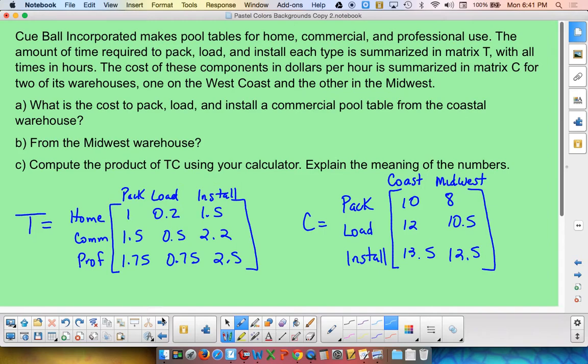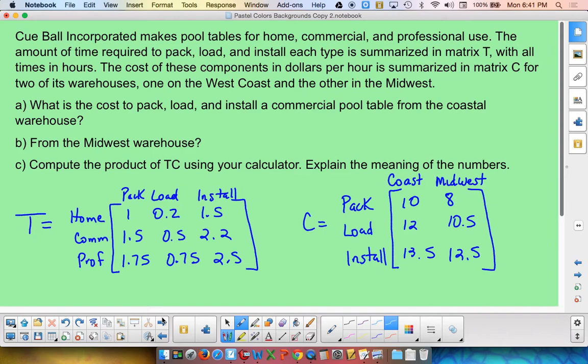So we have here Q-Ball Incorporated. They make 2 pool tables for home, commercial, and professional use. The amount of time required to pack, load, and install each type of pool table is summarized in the matrix T down here for time. And all the times are in hours.